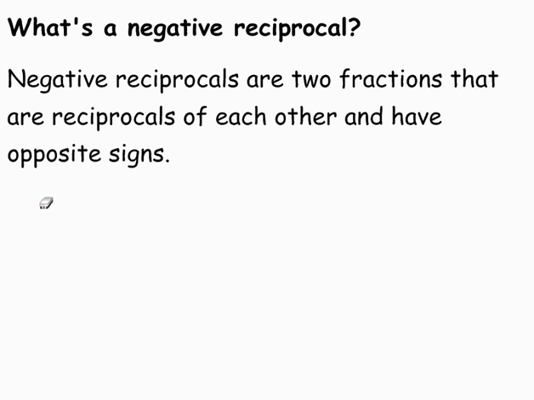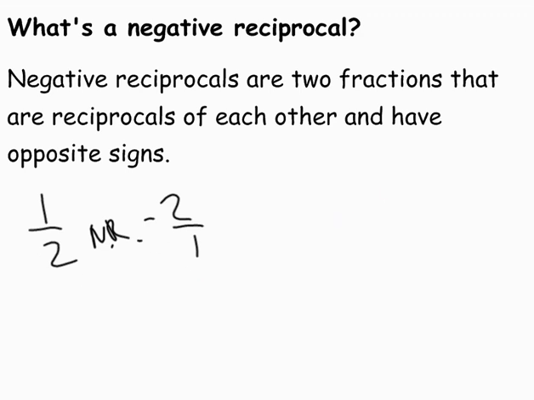So for example, 1 over 2 and negative 2 over 1 are negative reciprocals because they are two fractions that are reciprocals of each other and have opposite signs. This is positive, this is negative, and the fractions are flipped.